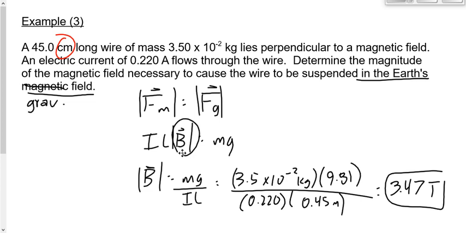That's a pretty strong magnetic field, right? But it's possible. In order for this wire to just be suspended, to hover, to levitate in the Earth's gravitational field, you'd have to have a pretty strong magnetic field. But it would be possible, okay? Because what do we say the strongest human-made magnet ever is, something like 40 Tesla? Hey, we could do that. It'd just be hard, that's all.